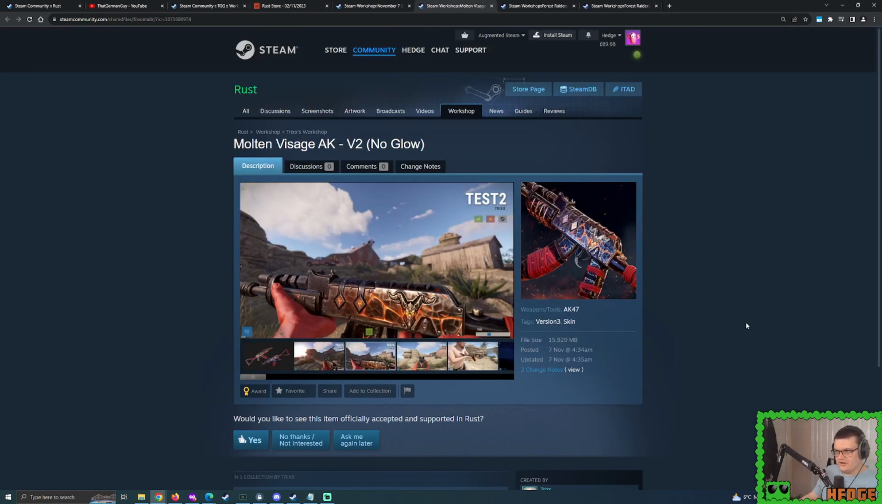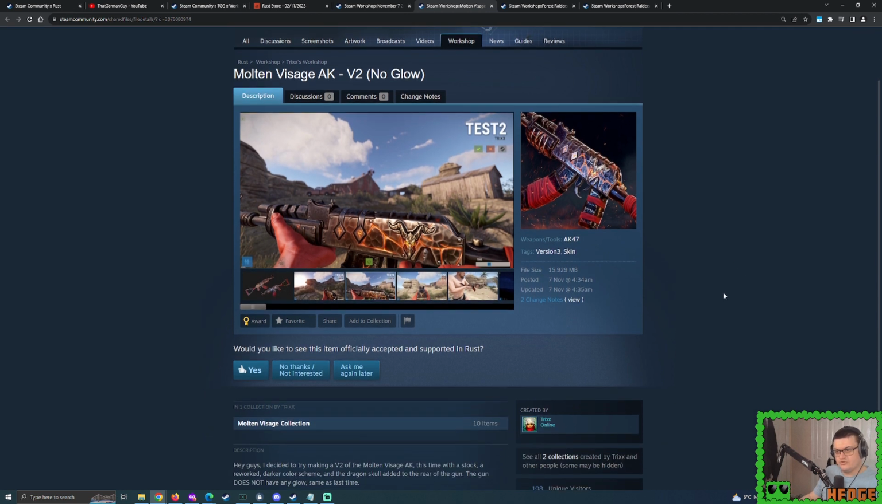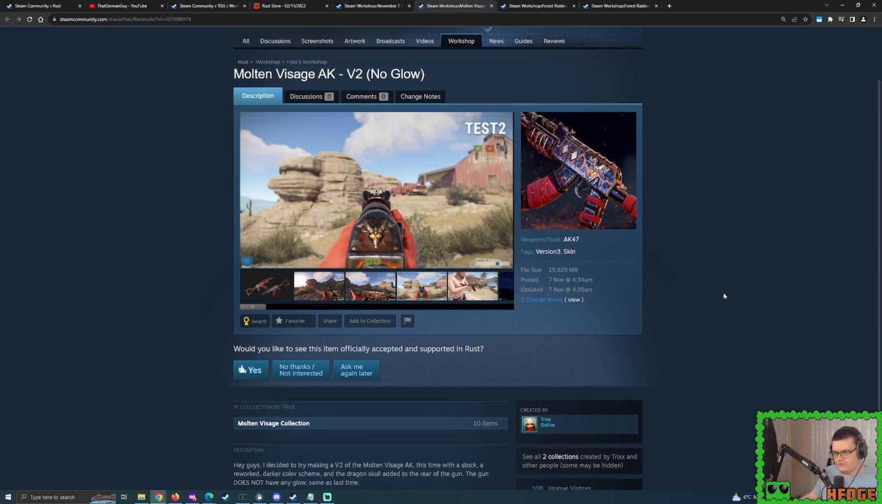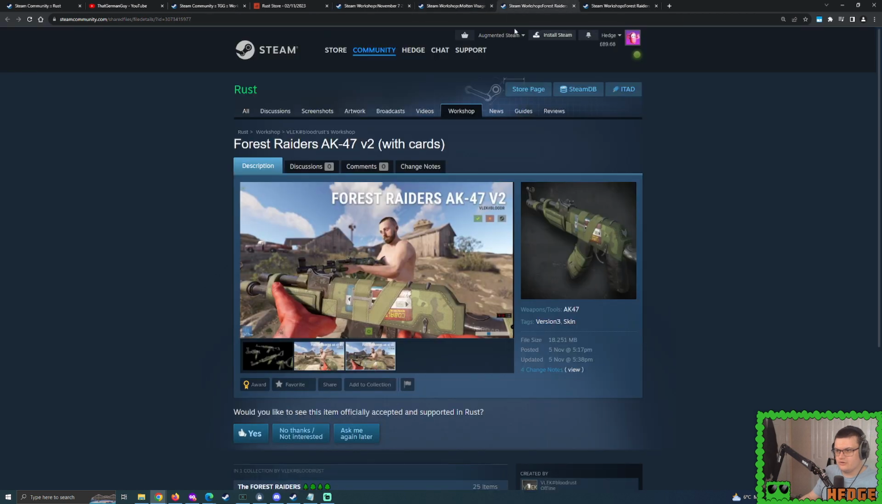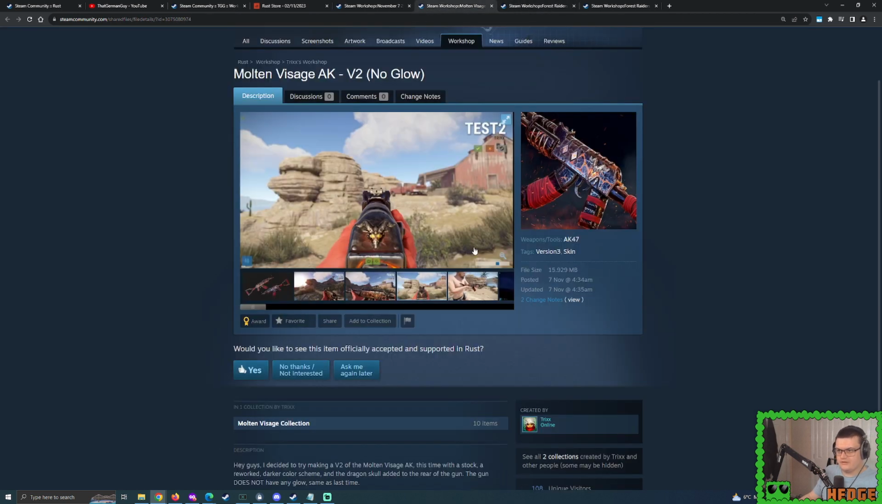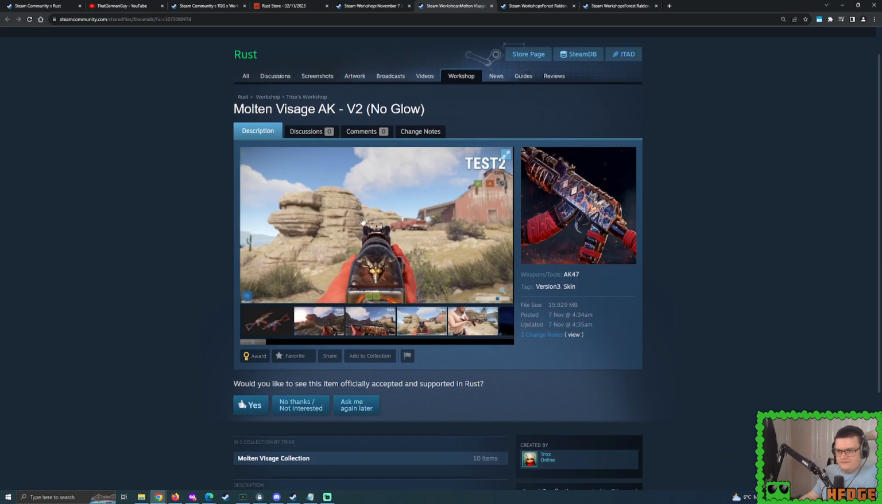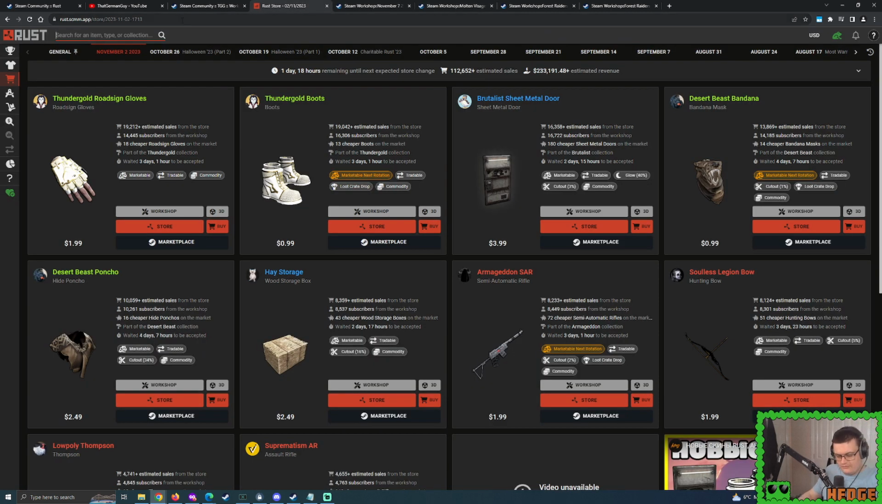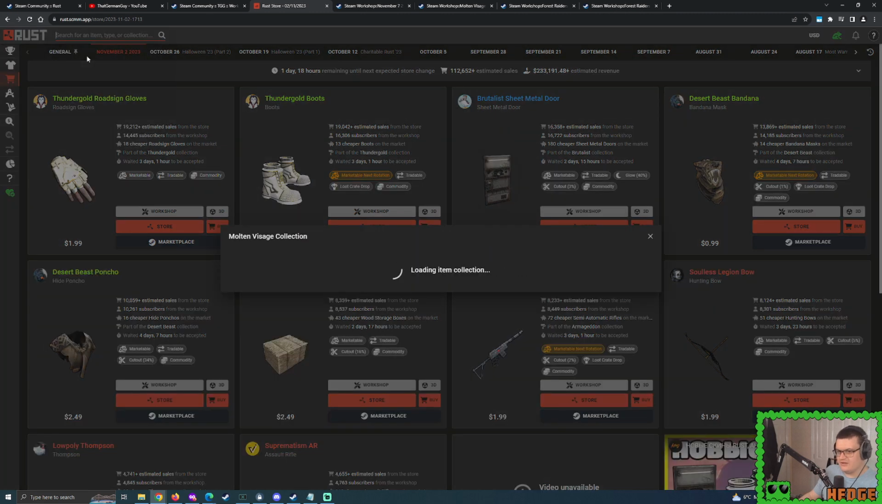And now, right in front of us, we have the likes of Molten Visage AK-47 version 2. This is the non-glowing version. So, yeah, okay. I thought it came in two versions, sorry. So yes, this is the version 2. If you don't fully remember, Molten Visage was a collection that we saw quite a lot of a good couple years back.